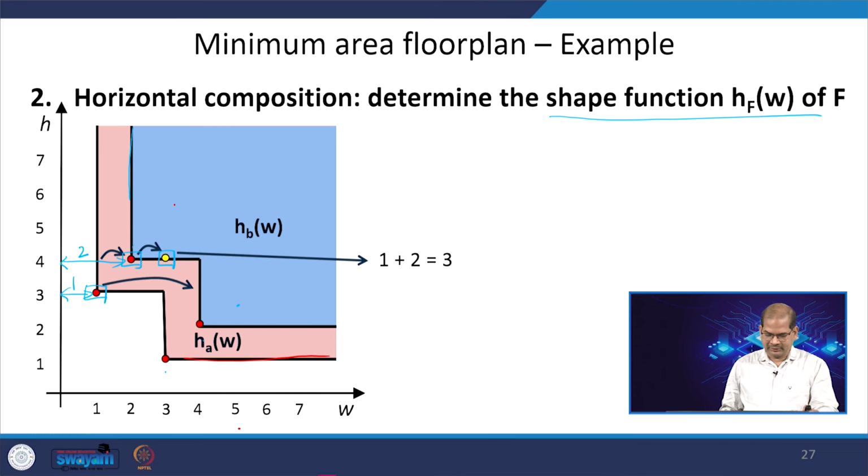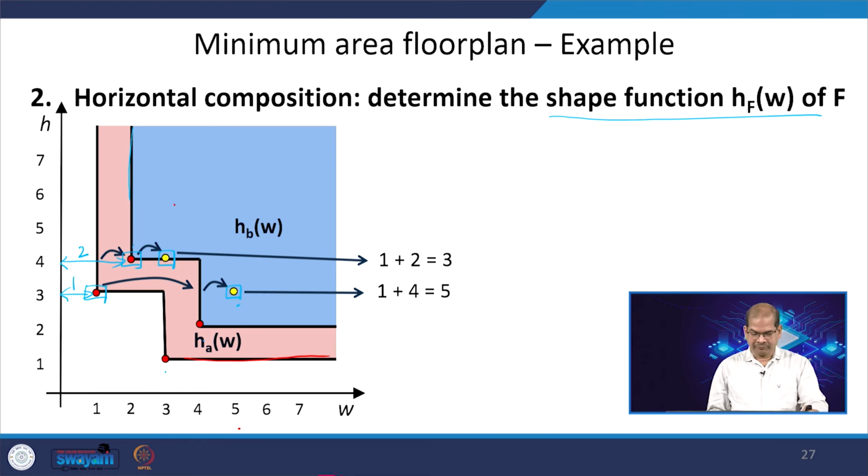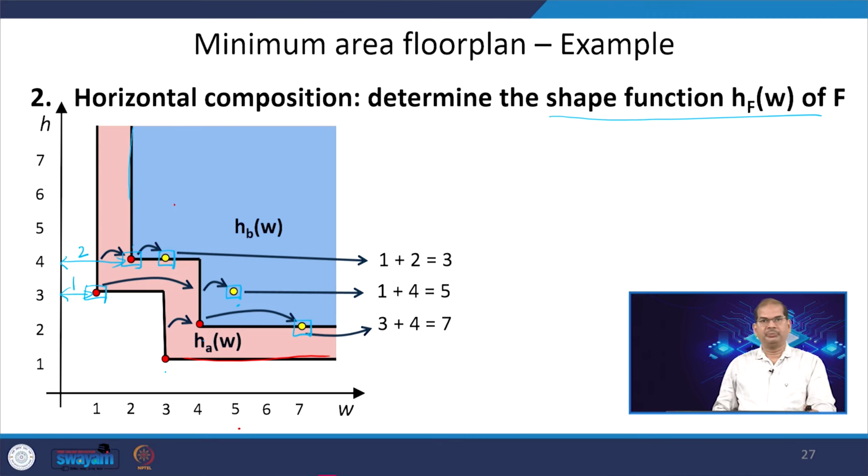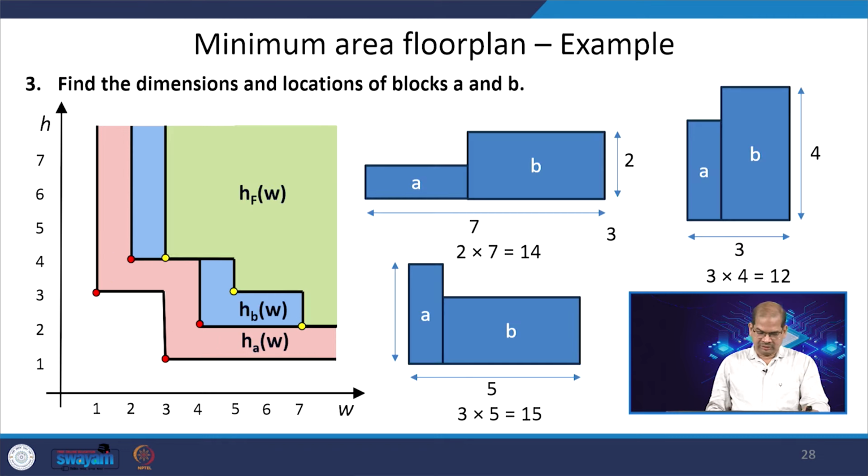Similarly, we can find other feasible points. This is one feasible point whose value is 5, and we have another feasible point whose value is 7. All these are feasible points of the shape function of the horizontal composition. These are the feasible solutions for the floor plan. If you can see here, we have 3 solutions, and the area of each of the solutions is different.